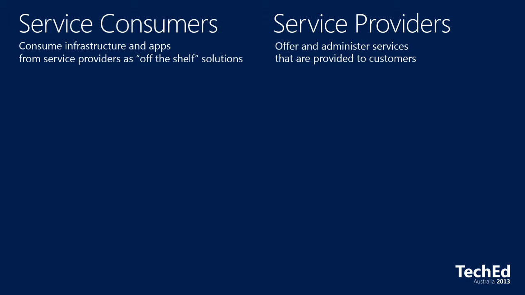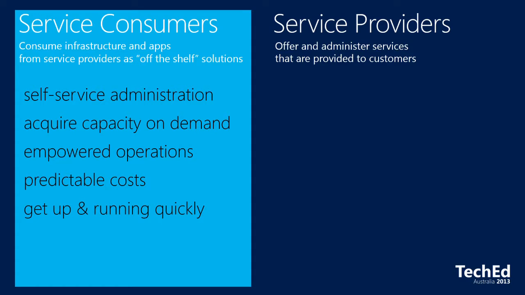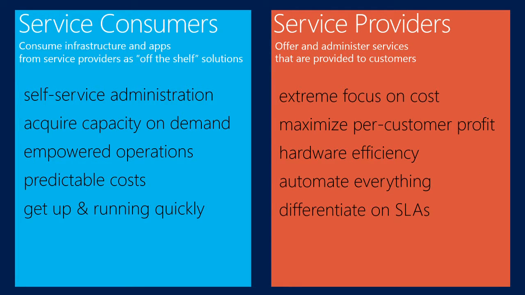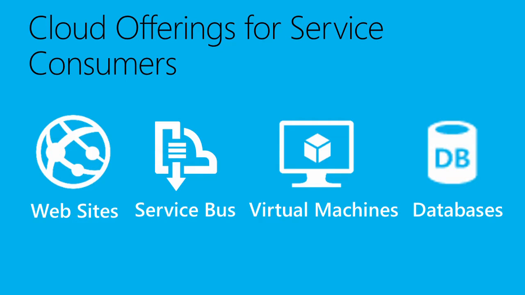You've got these concepts of service consumers and service providers. Obviously, a consumer wants self-service, capacity on demand, all those sorts of good things, predictable costs, getting up and running quickly. The providers want to lower cost, make more money, they want hardware efficiency, they want automation, and so on. That's what they need. So how do we make that offer, how do they make that work, and what are the offerings we have? As mentioned before, these are the offerings that are going to be available. We're focusing on the right-hand two here in what we're actually demoing and showing you guys.